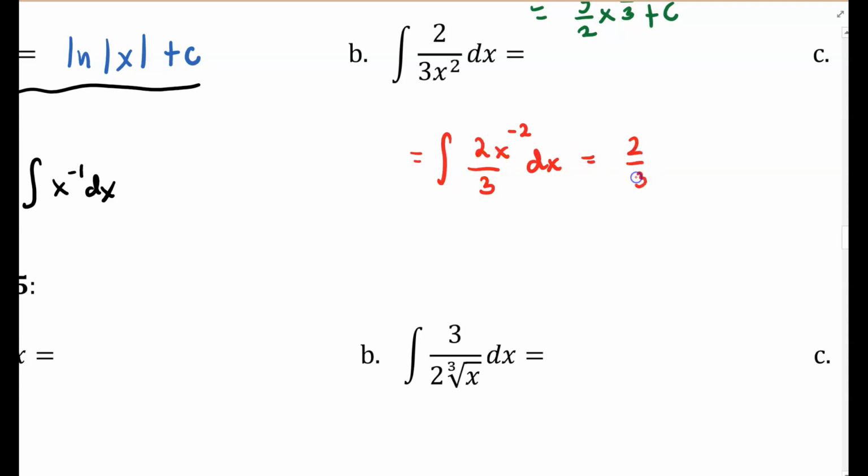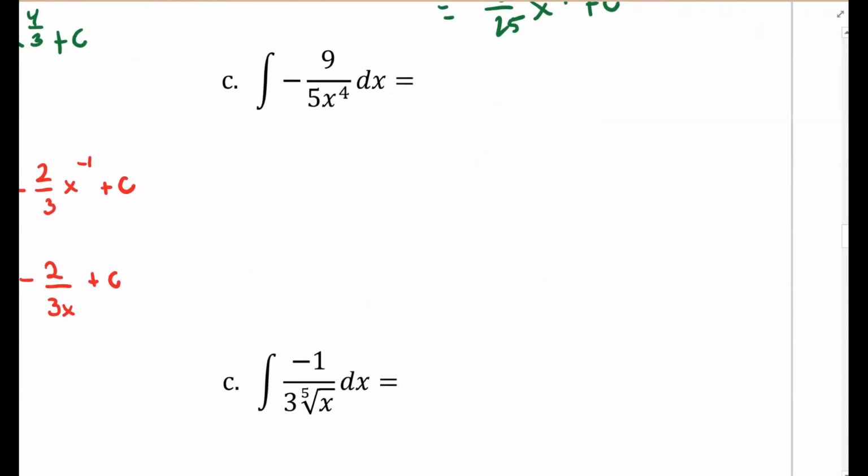I have 2/3 x. I'm going to add 1, so be careful. Negative 2 plus 1 is negative 1. And I'm going to divide by negative 1, so I can add a negative, and then I'm going to add a constant. Okay, so that's good. If you're going to compute or calculate with this, you may see it in this form, plus c. That's just putting that negative exponent property back to use and moving it down into the denominator.